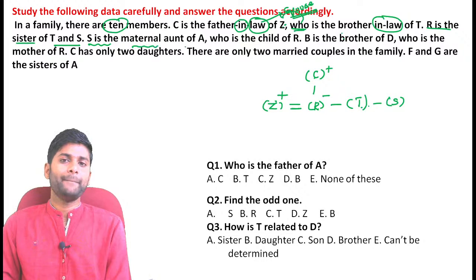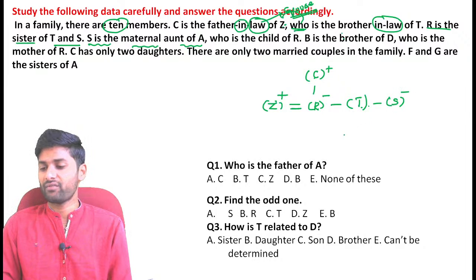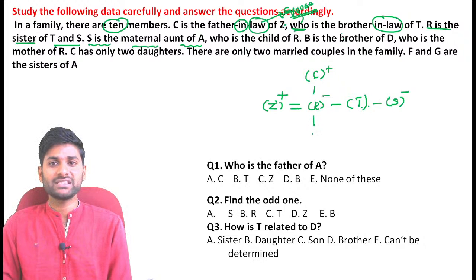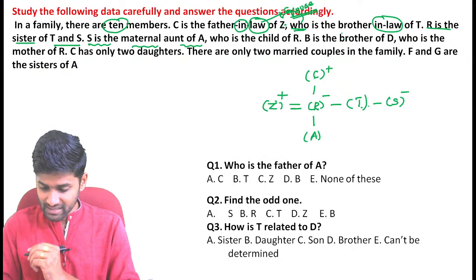S is the maternal aunt of A. So the person S is the maternal aunt. Aunt is female. Now I can confirm the gender of S. So S is the aunt. Which type of aunt? Maternal. So we already know that we have one married couple. S is the maternal aunt means mother's sister. Mother's sister means definitely the child of R is A, guys. That is the most important part.